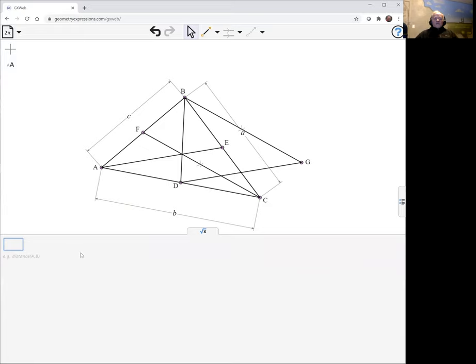We can show that by just asking for length. Length of AE. Length. G. See, they're the same.